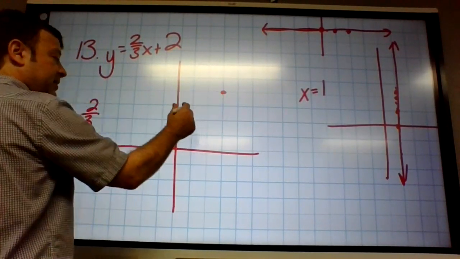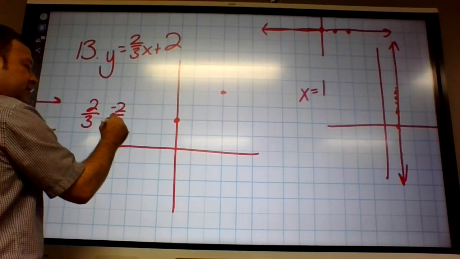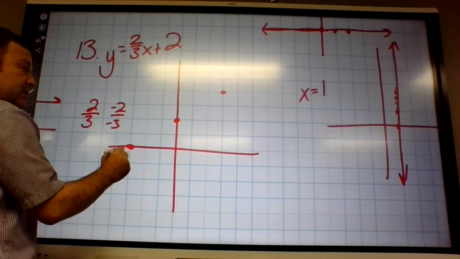So rise 2, run 3. We could also go backwards, like rise -2, run -3. So it's right there.